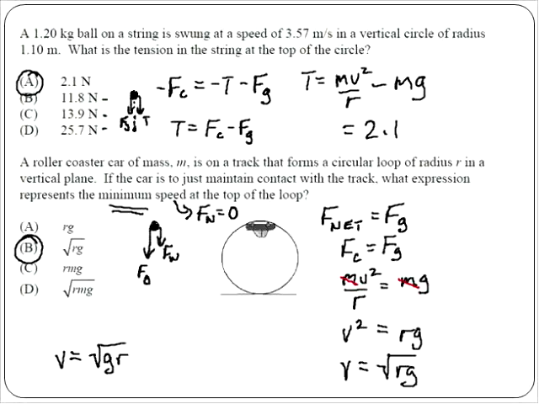So that square root of rug gave you the maximum speed in a horizontal circle where the only force keeping the car moving in a circle was friction. And this one gives you the minimum speed in a vertical circle when there's no normal force or no tension in the string if it's attached to a string, etc.